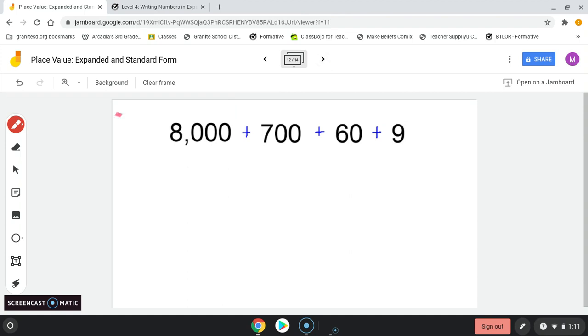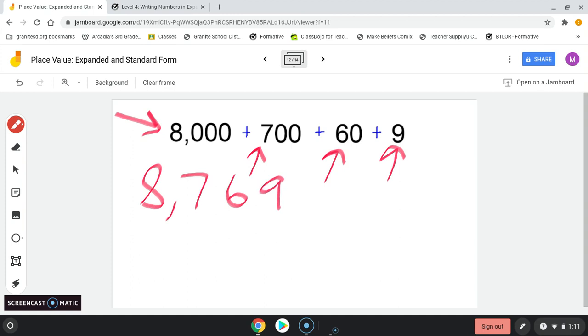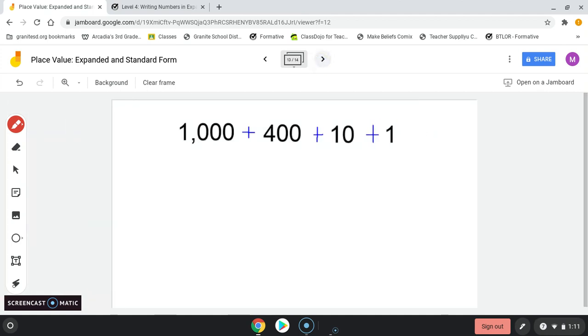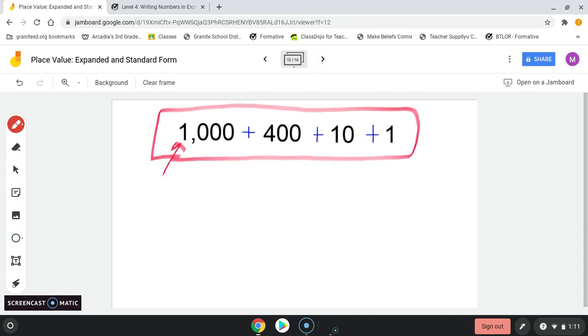Okay, so always start with your largest number. So you have thousands on this assignment, so you're going to start with your eight. For your 8,000, you're going to find your seven for your hundreds. Now you're going to check your tens. You have six tens. Then you're going to add your ones, and you have nine ones. So 8,769. Same number, just two different ways to show it. All right, 1,000 plus 400 plus 10 plus 1. I'm going to write that in standard form like this. I'm going to take this one from my thousand. I'm going to take this four from my hundreds. Take this one from my tens. And this one from my ones. So 1,411.